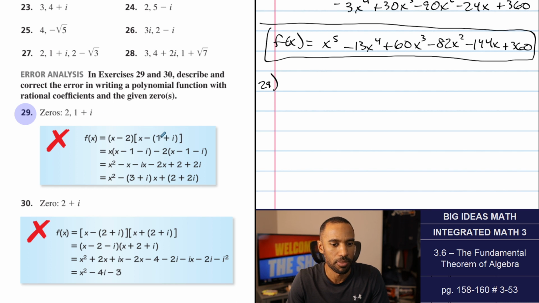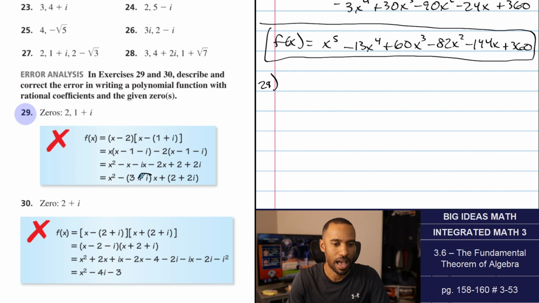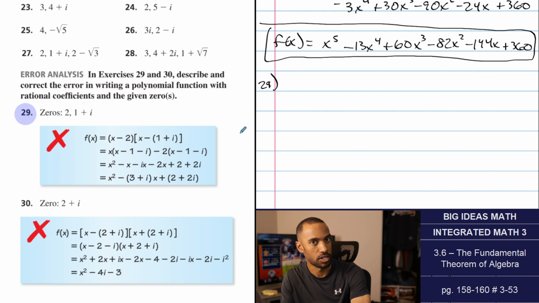All right, on number 29, they have 2 and they have 1 plus i. Now, as they're working some things out here, they wrote x minus 1 plus i, and they start their distribution process. The problem is, as you can see, they still have imaginaries within their coefficients. Their x term is 3 plus i. Their constant term is 2 plus 2i. They don't have rational coefficients in this thing because they didn't include its conjugate.